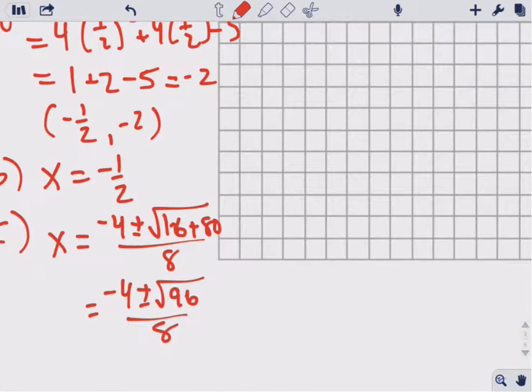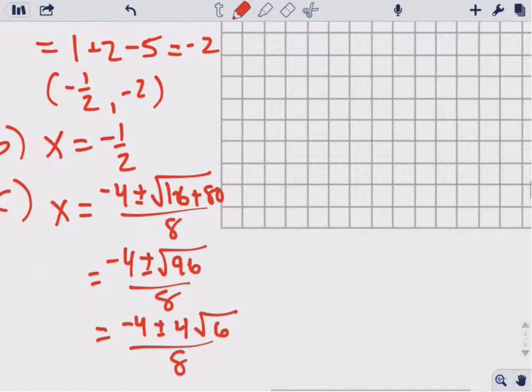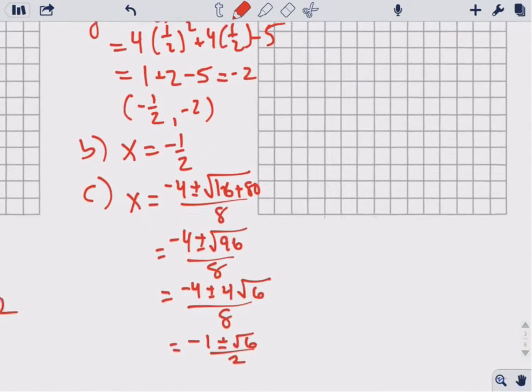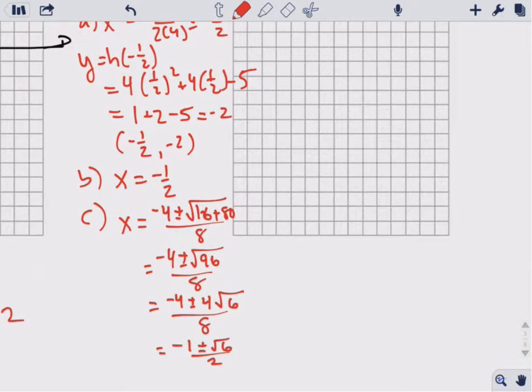96, I know 4 goes into it. 16, 32, 64. Yeah, 16 goes into it. Negative 4 plus or minus 4 times the square root of 6, since the square root of 16 is 4 and 16 goes into 96 six times. All over 8. And so I get negative 1 plus or minus the square root of 6 over 2. That would be your zeros. I know it's a little more complicated there because of the quadratic.